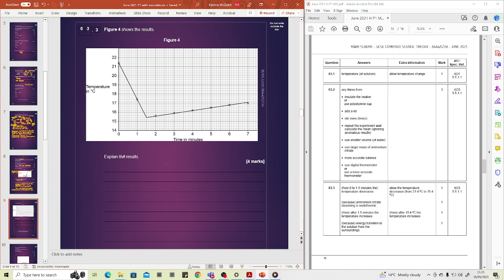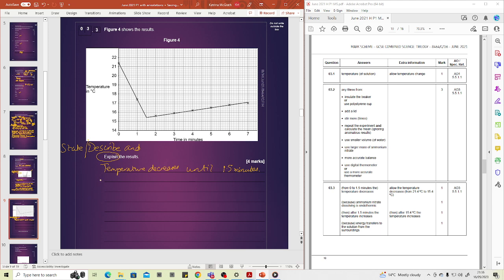Luckily for us, all we need to do is just to explain the results that we can see in the graph. So if it says explain, we're going to describe and explain every single time. That's what explain means, describe and explain, state and explain. Just don't forget to explain. But if you don't state or describe, then you're going to lose marks. Because look at the mark scheme. The first one is temperature decreases until 90 seconds, 1.5 minutes.